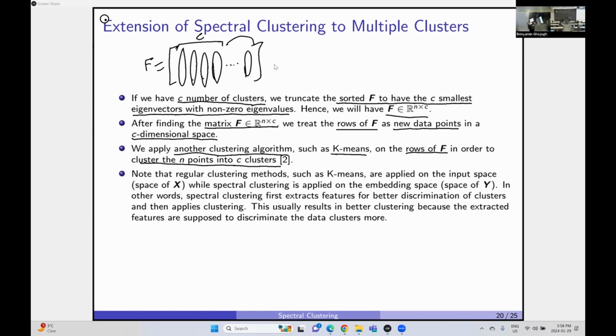Yeah, but why do we have to have the dimension that we're mapping to be the number of clusters we want? That's how spectral clustering works. You're asking why the dimensionality of the subspace should be equal to the number of clusters. That's the question, right?